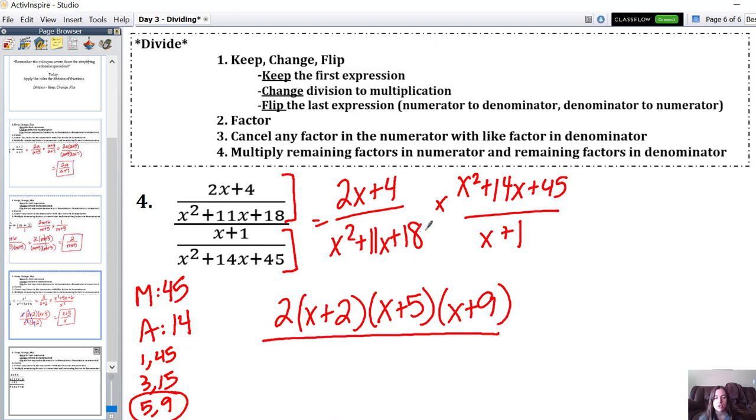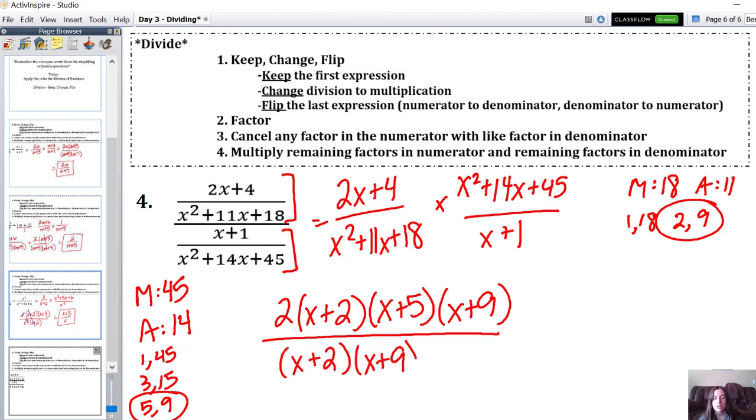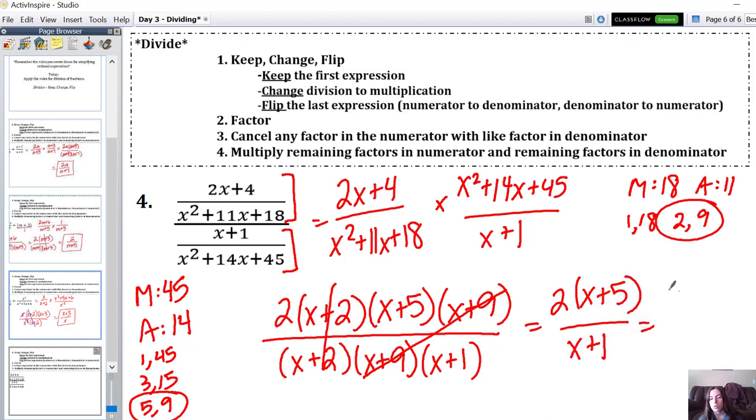Then I'm going to use that other trinomial, see what multiplies to 18 that adds up to 11. Factors of 18 include 1 and 18, or 2 and 9. To add up to 11, we need to use the 2 and the 9. So we have x plus 2 times x plus 9, keeping that other x plus 1. We can eliminate x plus 2. We can also eliminate x plus 9. So then we're left with 2 times x plus 5 over x plus 1, or 2x plus 10 from distributing over x plus 1.